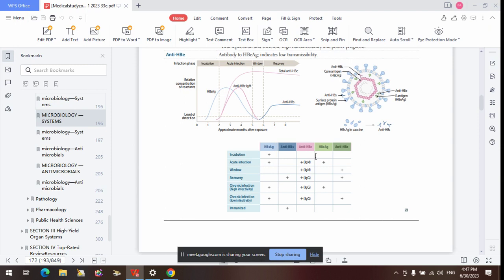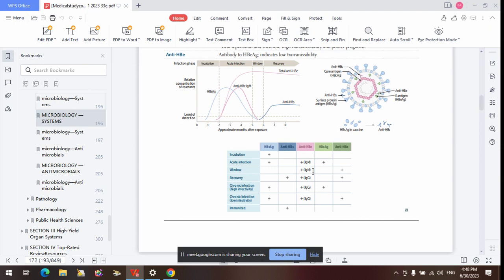Now we have two types for the core, IgM or IgG. So whichever one is present will determine the duration of that infection. So if it's IgM that is present, you know that, oh, this is likely to be an acute infection. If it's IgG that is present and HBsAg is positive, that is likely to be a chronic infection.